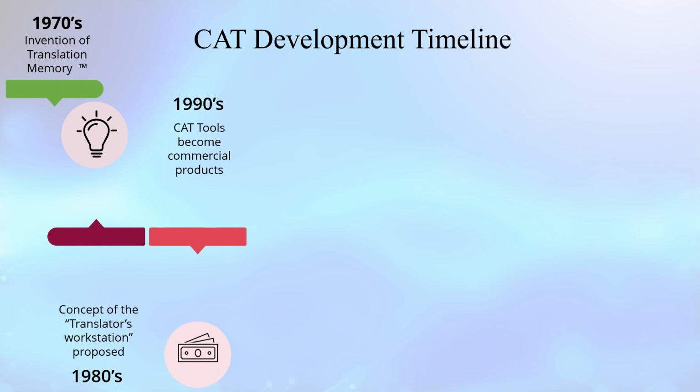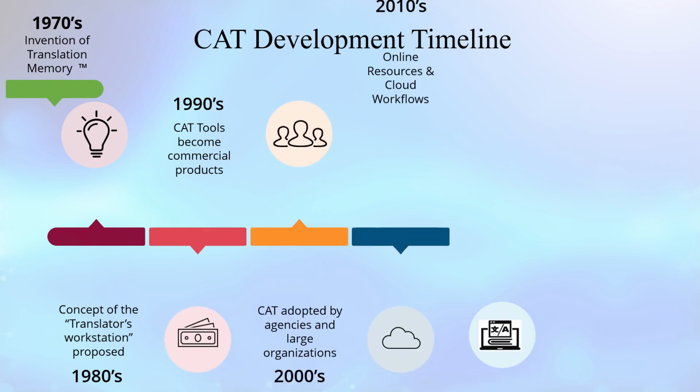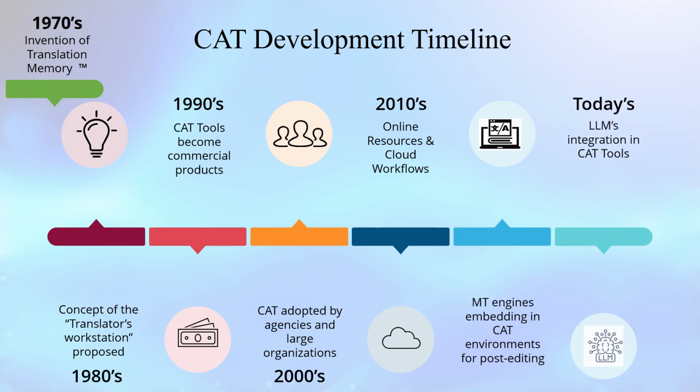Now, as this timeline shows, computer-assisted translation tools have developed over time, starting from the 1970s, when the concept of translation memory was introduced. This concept laid the foundation for modern computer-assisted translation technology. During the 1980s, the idea of a translator's workstation was proposed, envisioning tools that would support translators throughout the translation process. In the 1990s, CAT tools became commercial products, making them more widely available.